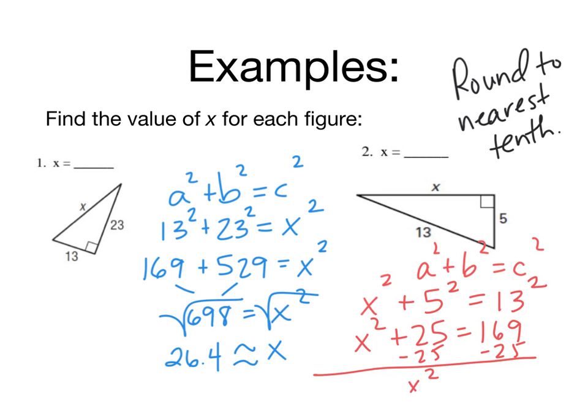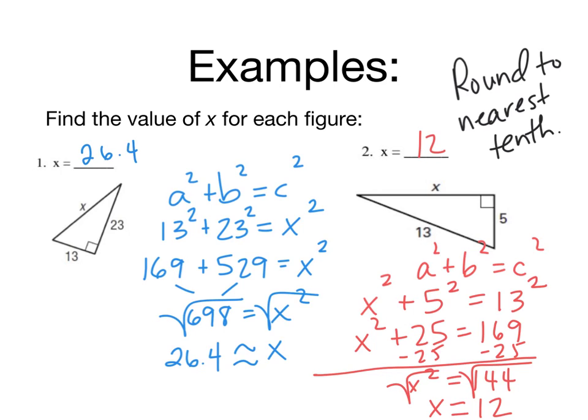So x squared is equal to 144. Well, that number should sound familiar if you remember your times tables from back in elementary school. That is 12 times 12, or 12 squared. So when I square root, x is exactly equal to 12. So the x value for this one was 12, and the x value for our other problem was 26.4.